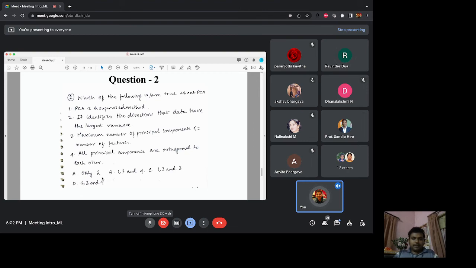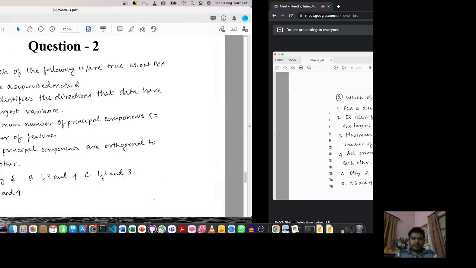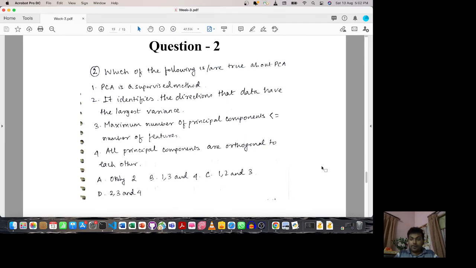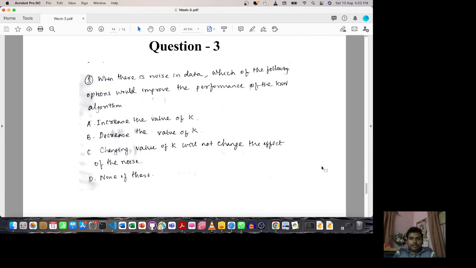Okay, so that is question 2. The last question. What do you mean by orthogonal? Orthogonal means perpendicular. It's just a fancy word for perpendicular. Okay, so that is question 2.